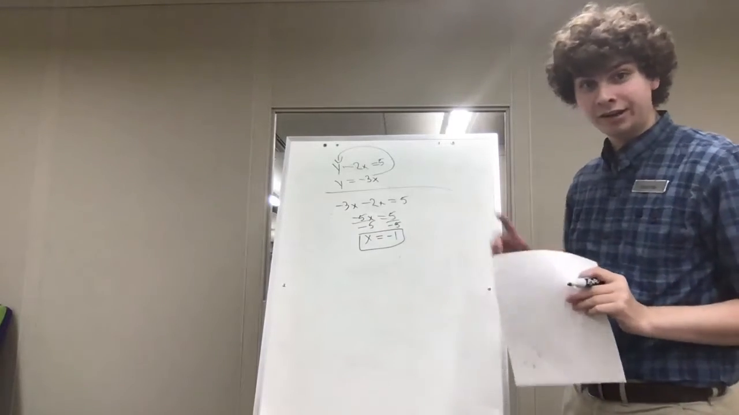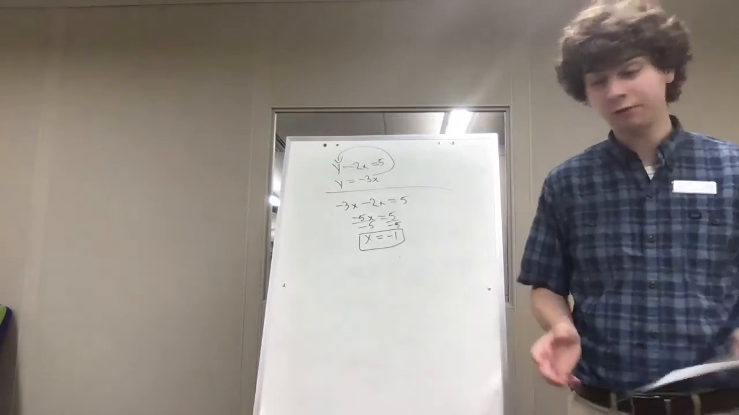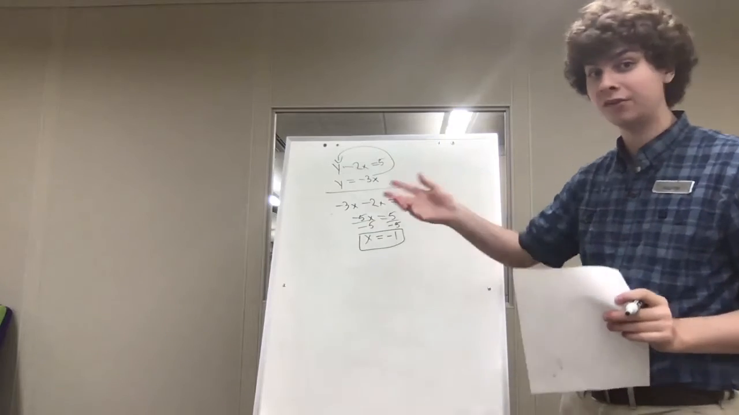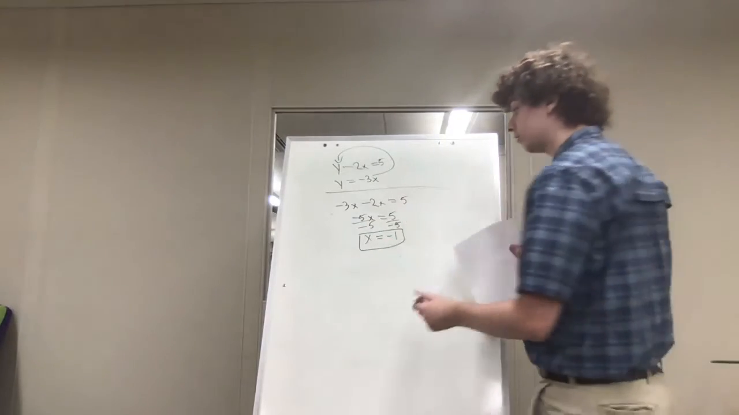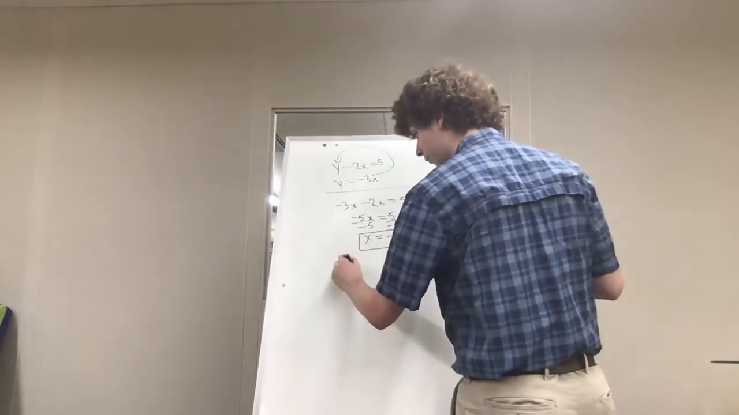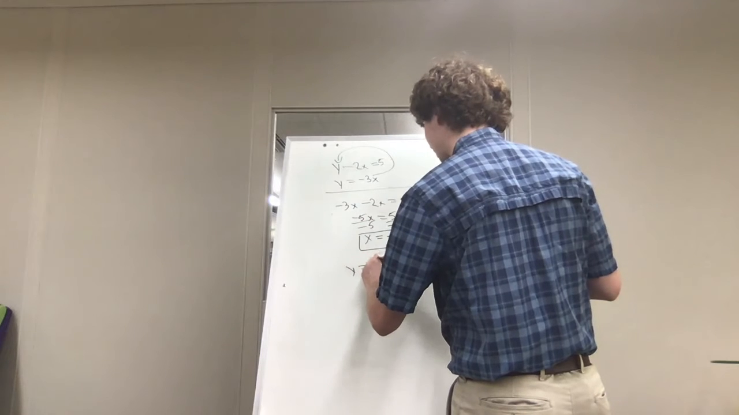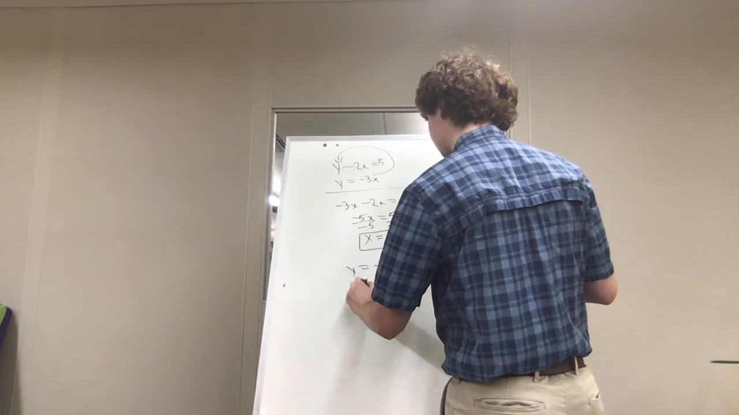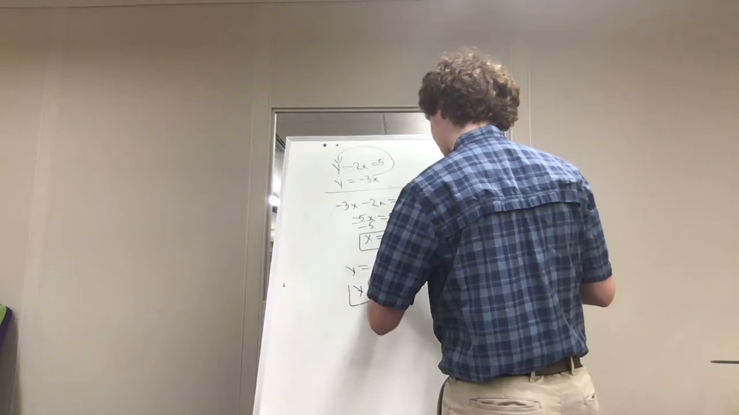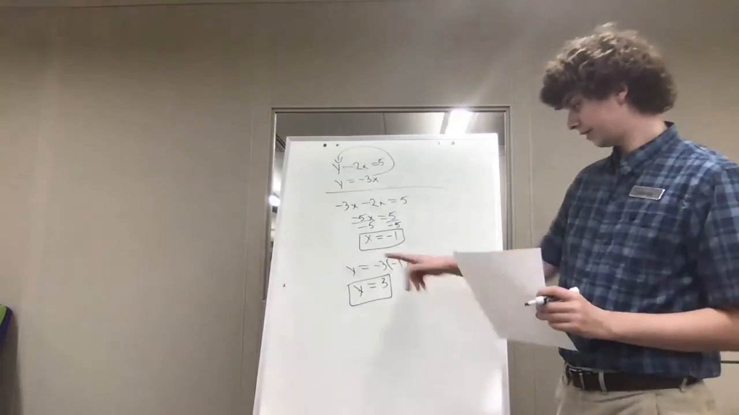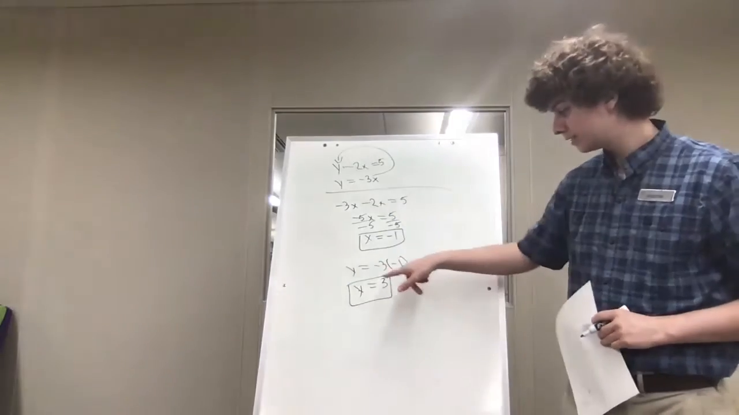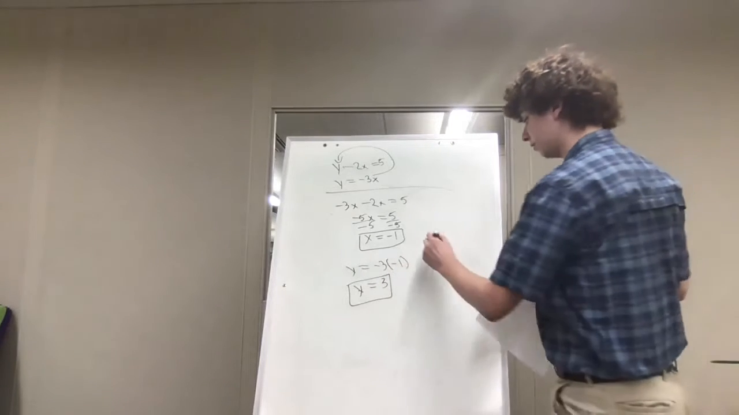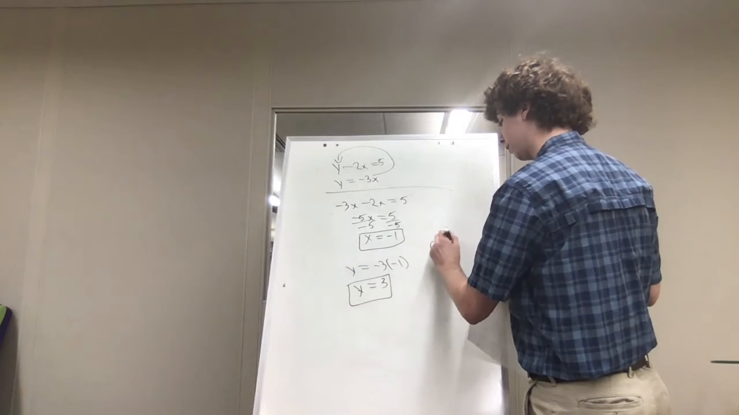So that's x. Now for y, we do the same thing as before. We put x in for one of these original equations and then solve it for y. So I'm going to use the second one again. y equals negative 3 times negative 1. And that will make y equal 3, because negative 3 times negative 1 is positive 3. So these are our two values. So now I have negative 1, 3 as my solution.